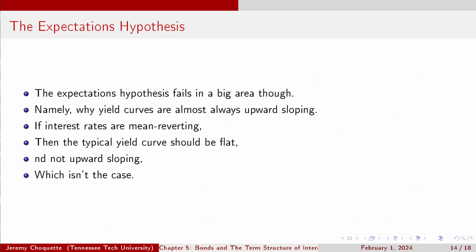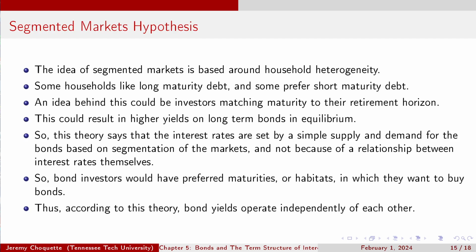Now, the expectations hypothesis fails bigly. Namely, why yield curves are almost always upward sloping, because if interest rates are mean reverting, then the typical yield curve should be flat and not upward sloping, which isn't the case.